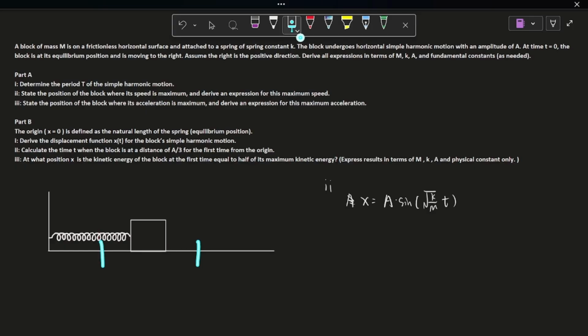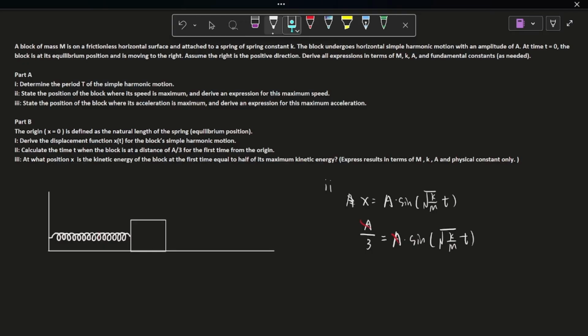Let's look at the question. In the question it says, at t equals 0, it is moving to the right. So for the first time, it means that the position, which is A over 3 from the origin, is supposed to be on the right. And we assume the right is the positive direction. So it will simply equal A over 3 is equal to A times sine of square root of k over m times t. A can be cancelled out.